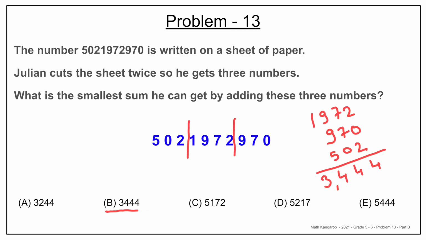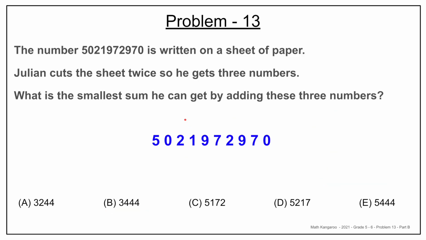Let's try one more cut. So we cut into 502, 197 and 2970, and let's see if this is smaller than 3444. So 2970, and then we have 502 and 197. Let's add that.